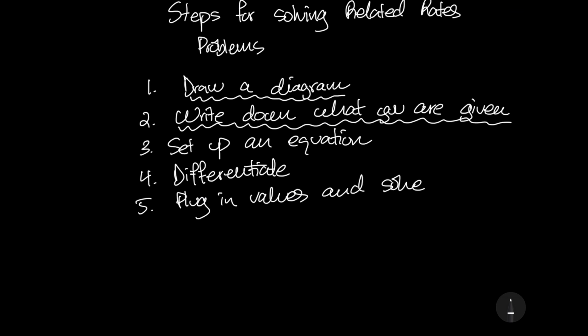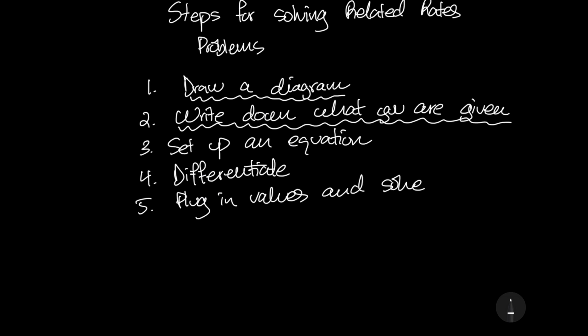If you know the rate at which the volume is changing, write that down. If you know the length of the side of a square at a certain instant in time, write that down. Make sure you write down what you were given so that you have all your information in one place. And if you have all your information in one place, that will make the process of solving these kinds of problems much easier for you.